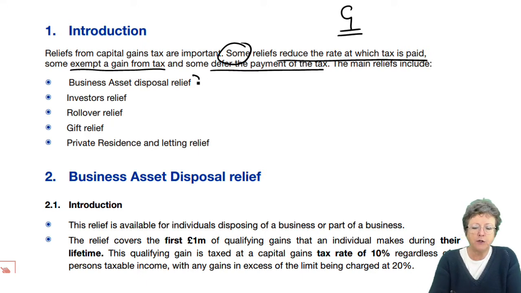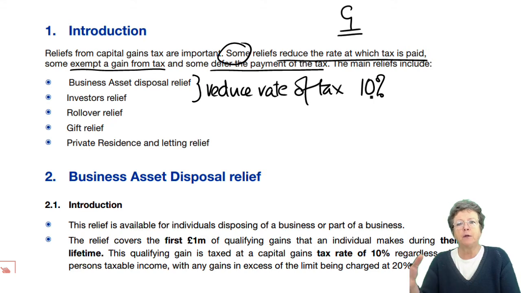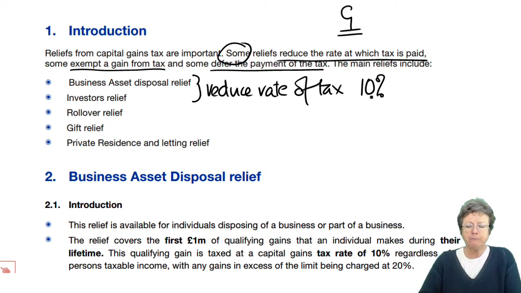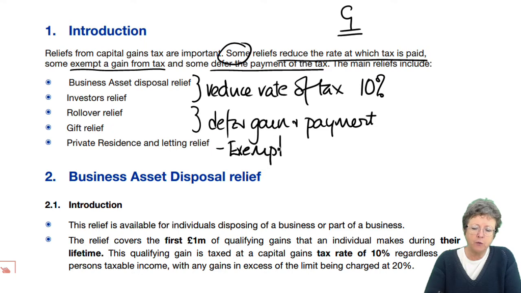So these two reduce the rate of the tax down to 10% regardless. There's no need to worry about the basic rate bands. These two defer or put off the gain and the payment, sometimes indefinitely, but they're still deferrals, and this includes exemptions, and these are the ones that we're going to look at in this chapter.